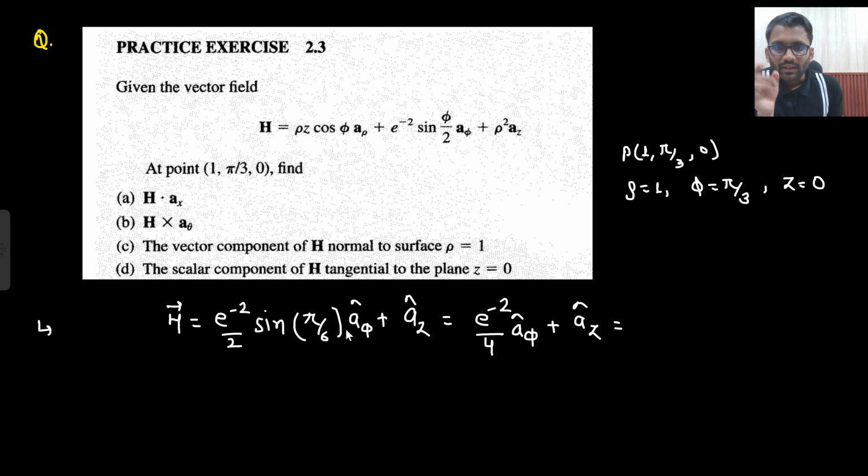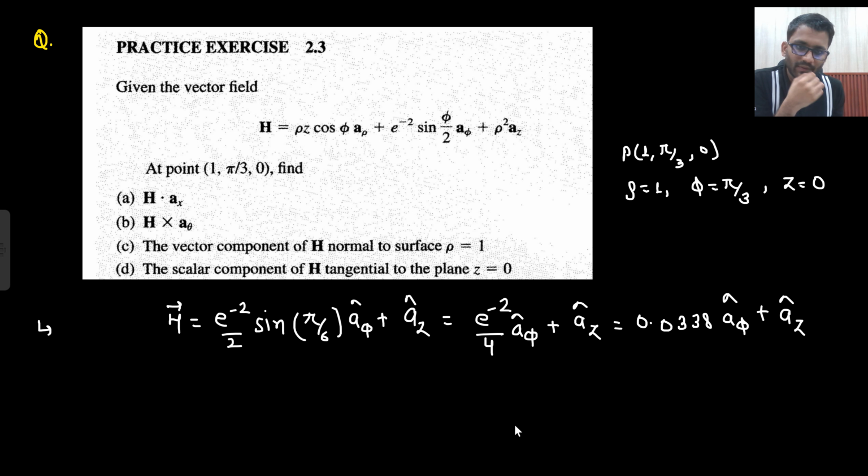Am I doing the calculation correctly? This is sine 30, 0, 1 by 2. Okay, pi by 3, here it would be pi by 6. Yeah, no doubt about it. So it would be 30 degree only, that is 1 by 2 e to the power minus 2 by 4, that is coming out to be 0.0338 a phi cap plus az cap.